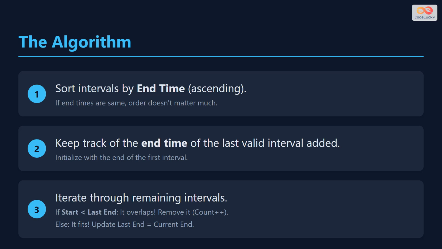Here is the algorithm. First, sort all intervals by their end time in ascending order. Second, keep track of the end time of the last valid interval you added to your non-overlapping set. Finally, iterate through the list. If a new interval starts before the last one ends, it's an overlap, so we remove it. If it starts after the last one ends, we keep it and update our end time.